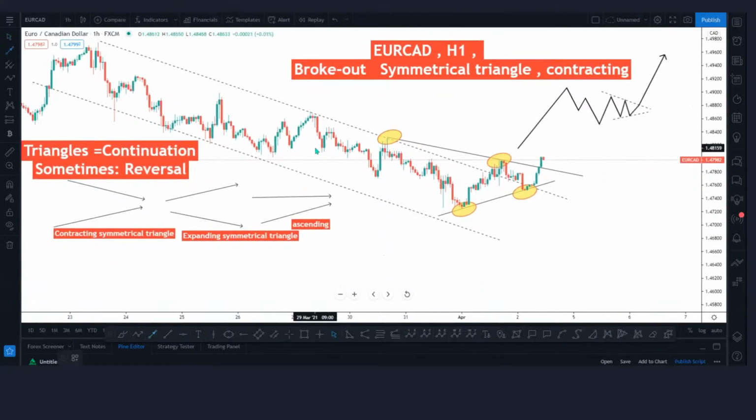Then you have the opposite of this one, which is going to be like this. But the bottom line here is a general rule: whatever comes into the triangle is going to end in the same direction. If you're coming in a downtrend, you need to break to the downside. If you're going in an uptrend, you need to break to the upside. The same scenario here: this will be coming from a downtrend, breaking to the upside. Here, coming from an uptrend, breaking to the downside.